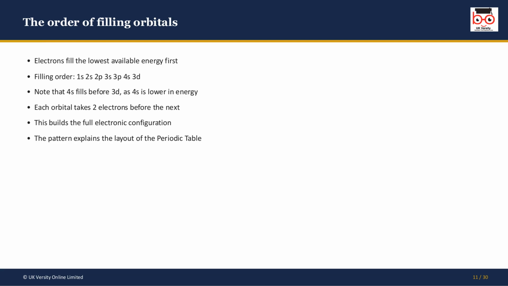Electrons are economical. They always fill the lowest available energy first. The order goes 1s, 2s, 2p, 3s, 3p, then 4s, and only then 3d. And that's the one that catches people out. 4s actually fills before 3d, because 4s is slightly lower in energy. Each orbital takes its 2 electrons before the next begins, and following this order builds up the full electronic configuration, which in turn explains the shape of the periodic table.